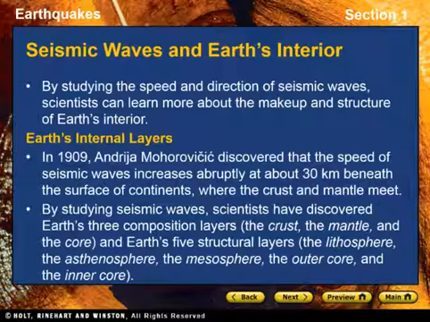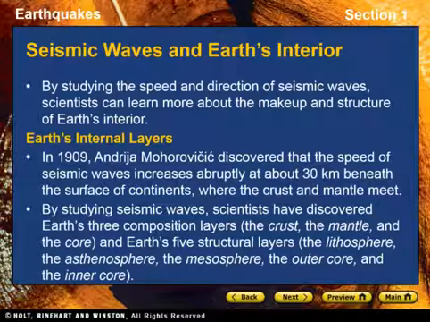Now, by studying seismic waves, scientists have discovered Earth's three compositional layers. Compositional layers being the crust, mantle, and core. And we say compositional because what these different layers are made up of is very different. For example, rock in the crust is very high in silica. Rock in the mantle, we start to see more magnesium and some iron, but still mostly rock. And then in the core, we see a lot of iron and nickel.